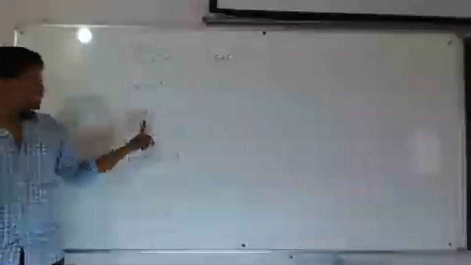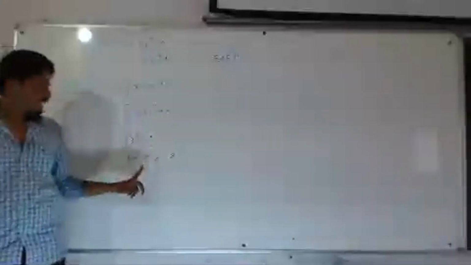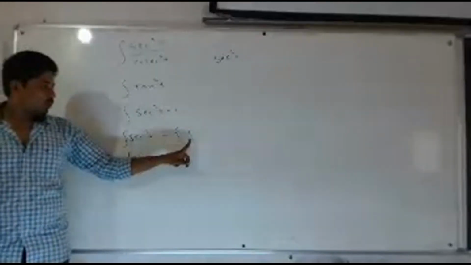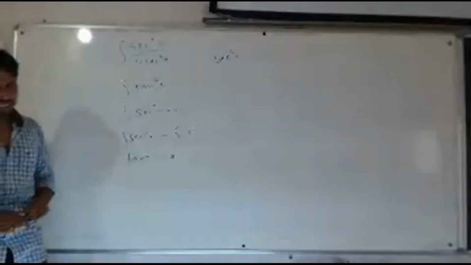Now integrate secant square x and 1 individually. What is the integral of secant square x? It is tan x. What is the integral of 1? It is x.